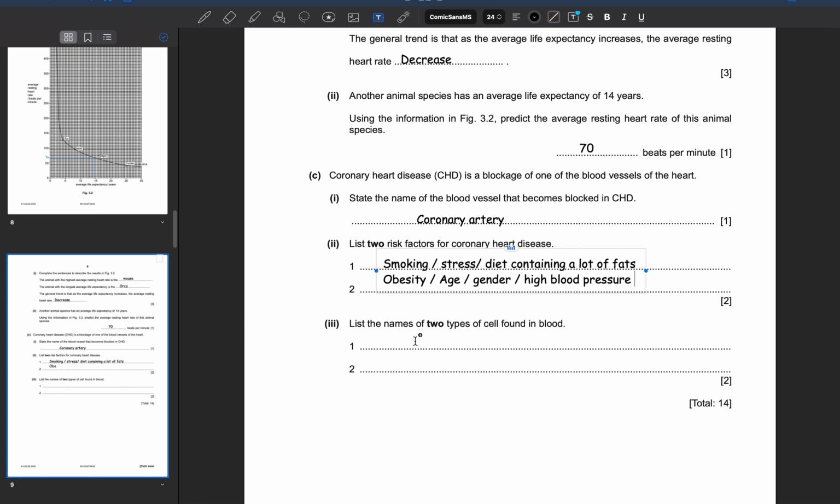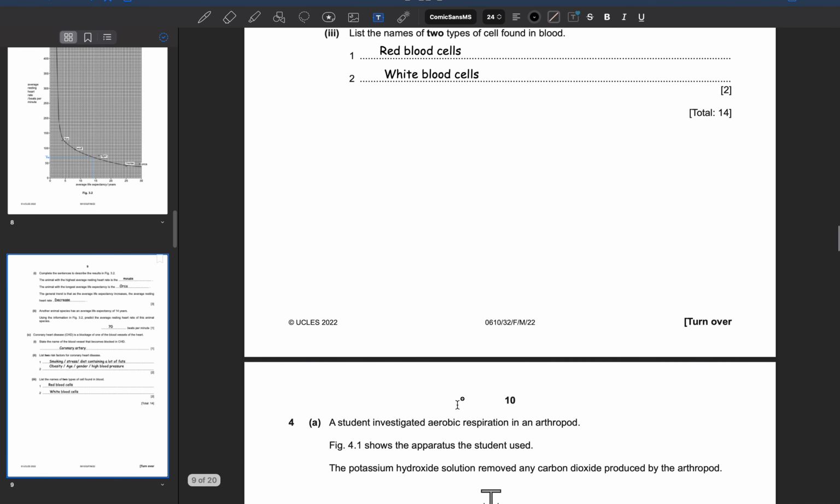The question after that says: list the names of 2 types of cell found in blood. We want 2 types of cells found in blood. We can write the red blood cells and the white blood cells. These are the 2 types of cells found in the blood.